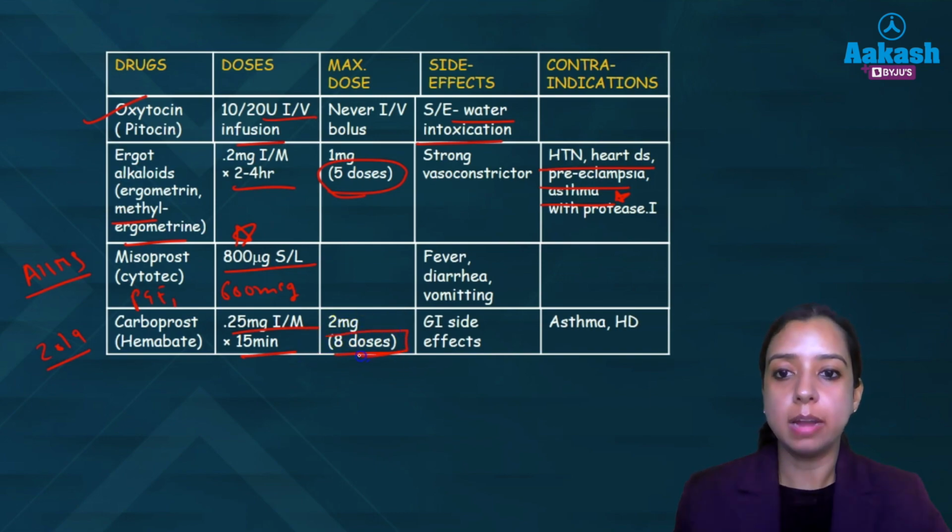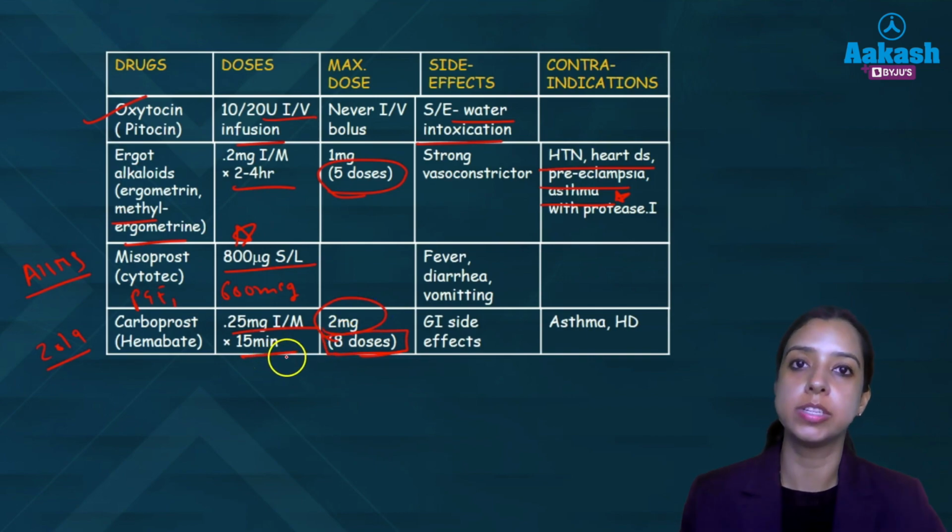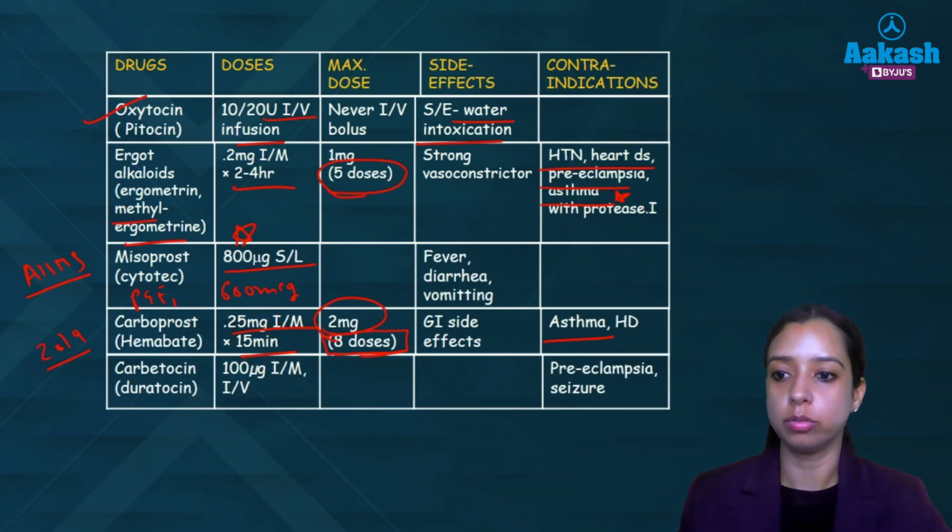So only 8 doses can be given of carboprost. So the maximum dose that can be given is 2 milligram. That was the question asked. Okay, it cannot be given in asthma, right? Okay. Next is carbetocin.